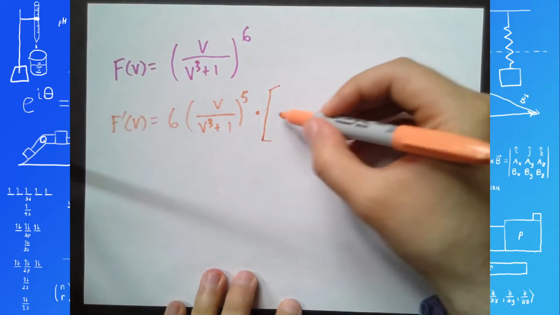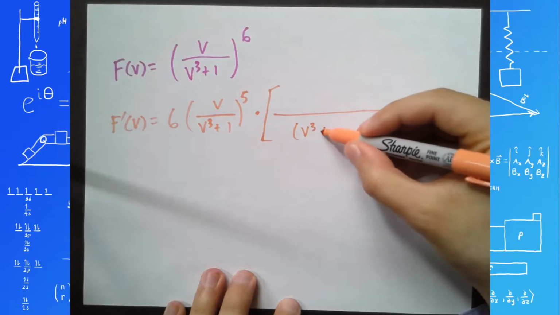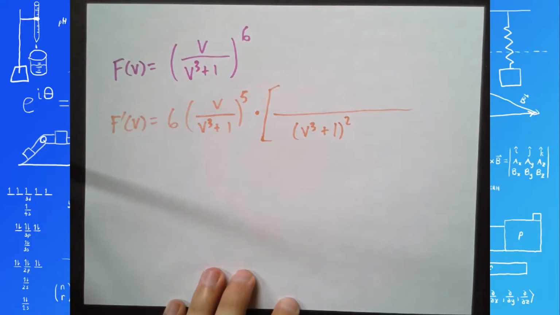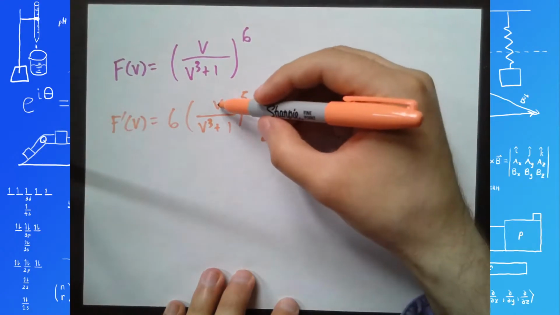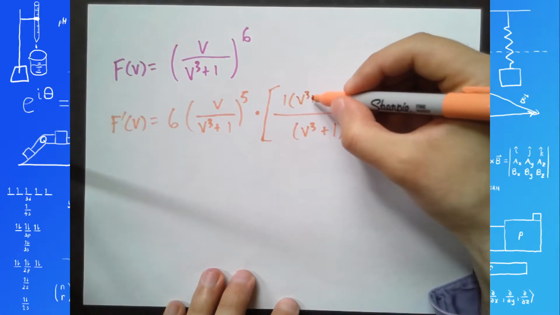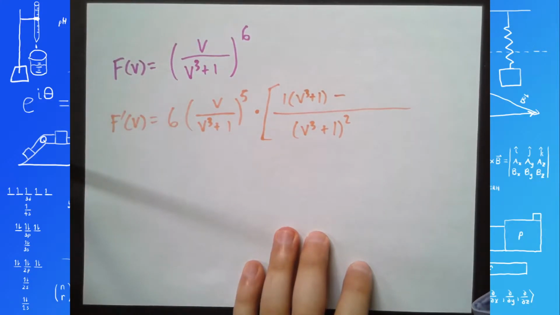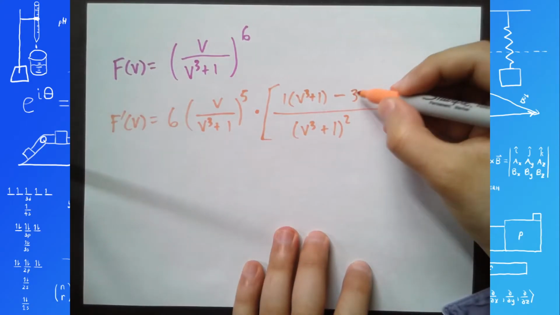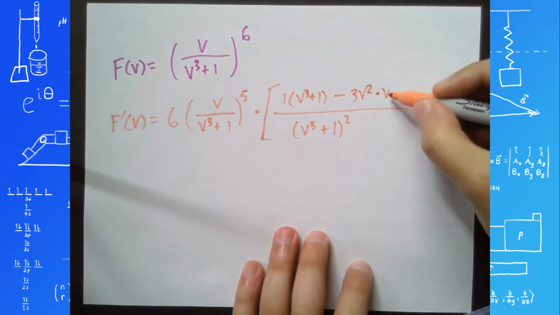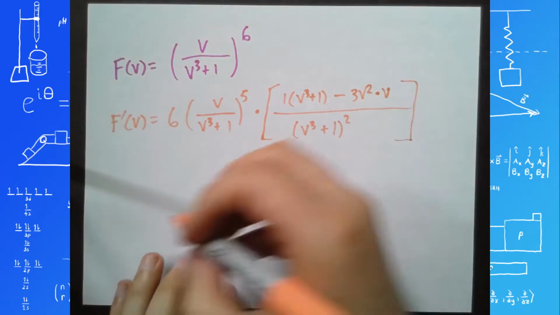So this is going to be a quotient rule. Let's see, I'll start with the bottom part first. So it's always over g squared, and then it's f prime g minus g prime f. So f prime, derivative of v is 1, times g, which is v cubed plus 1, minus g prime f. So derivative of v cubed plus 1, 3v squared, times f, which is v. And I suppose we could simplify that a little bit. Yeah, let's go ahead and go for it.